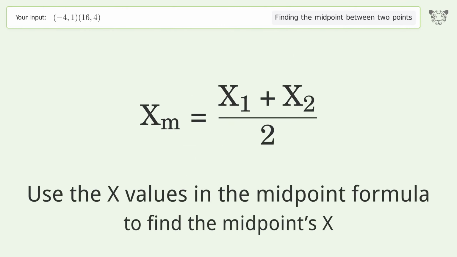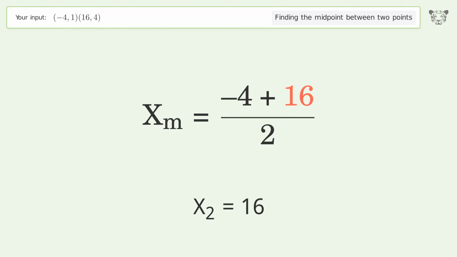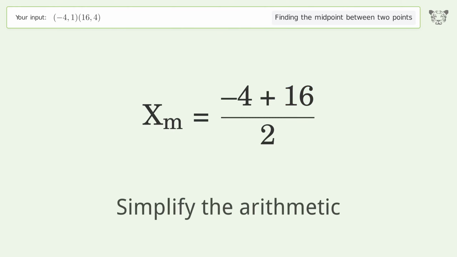Use the x values in the midpoint formula to find the midpoint's x. x1 equals -4. x2 equals 16. Simplify the arithmetic.